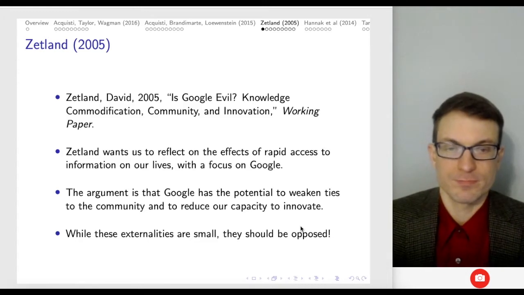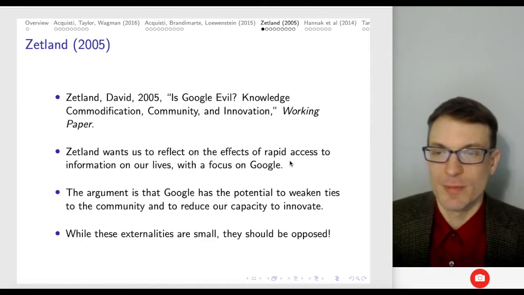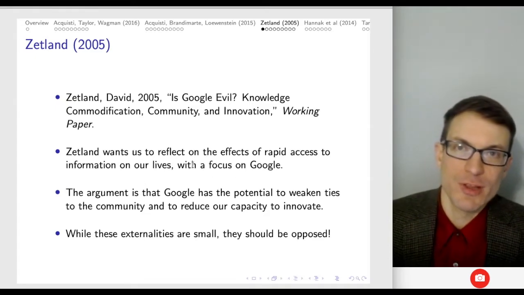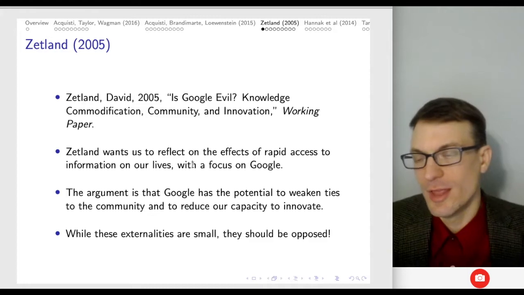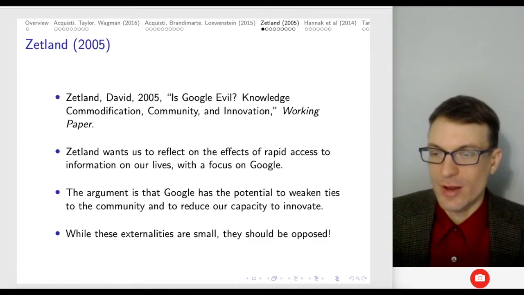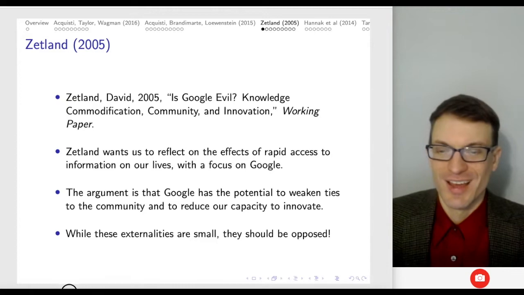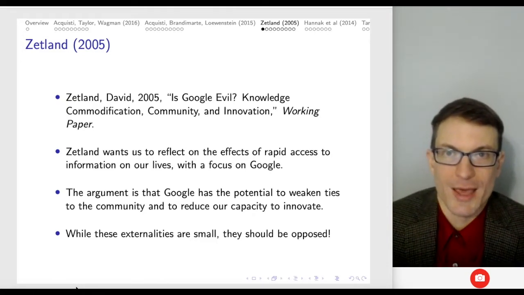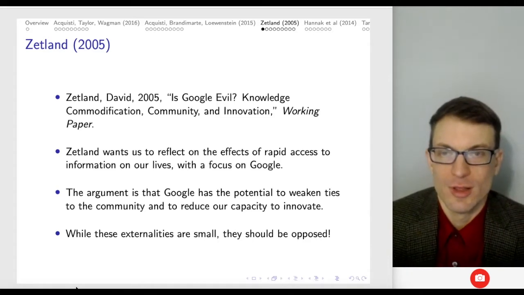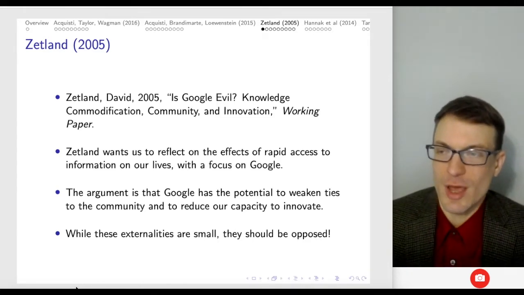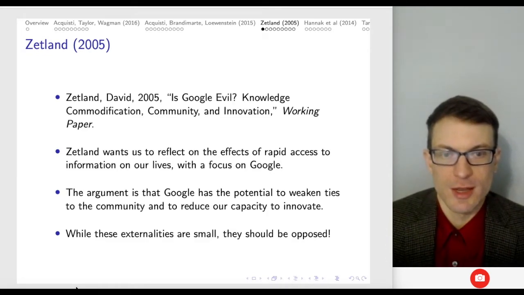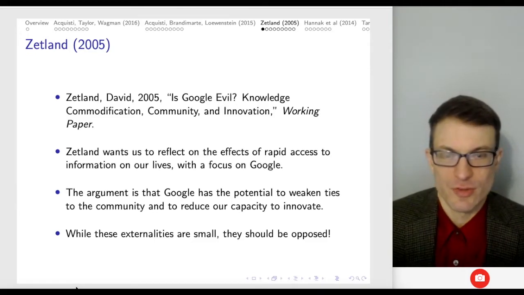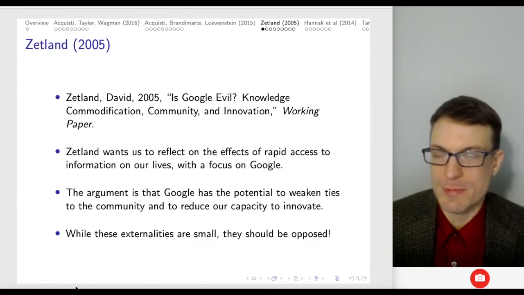All right, so the first paper, Zetlin wants us to think about the effects of rapid access to information on our lives, specifically with a focus on Google in particular. And one of the things we want to recognize, I think I mentioned in the previous video, is how unusual it is, the rapid rise of the accessibility of information. So when I was growing up, originally, when I was a little kid in our household, we had an old Apple IIc, and it didn't connect to the internet because there wasn't an internet, at least for ordinary people at that time.